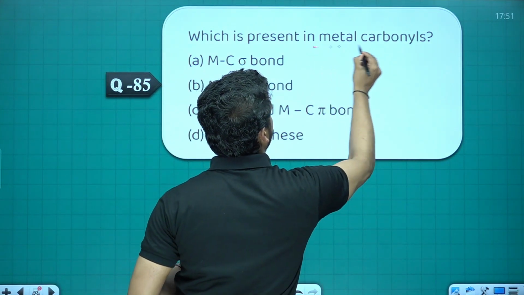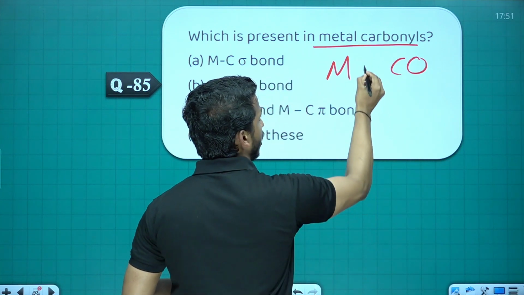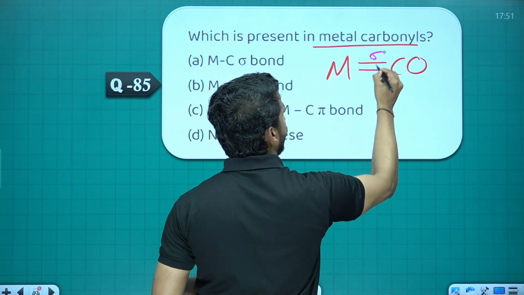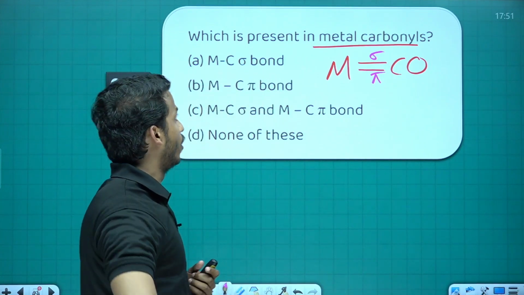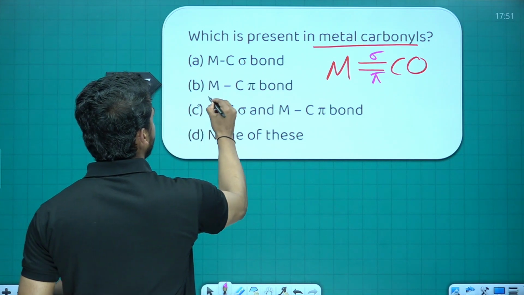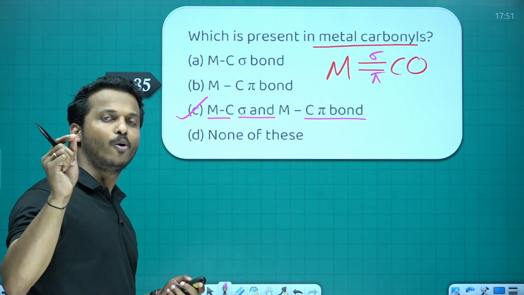Which is present in metal carbonyl? What is metal carbonyl? Metal with the carbonyl ligand. We studied there is a chance to form a double bond. One bond is single, one bond is pi, the synergic bond. So which is present in metal carbonyl? We can say option C: metal-carbon sigma bond is there, metal-carbon pi bond is also there.